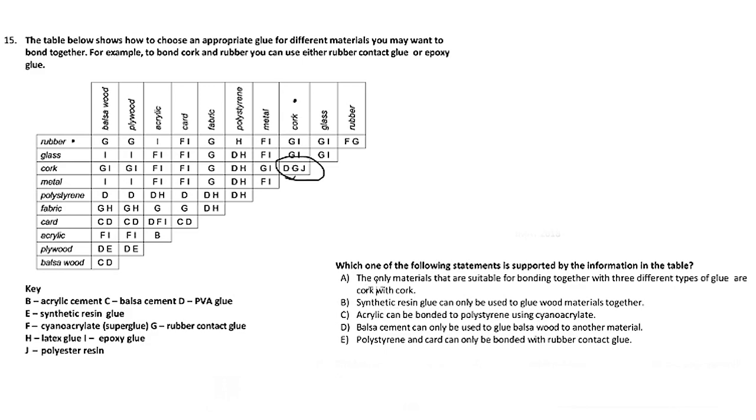But the statement says it is the only material. This is the only materials that bond together this way. But I see that also card with acrylic are bonded together with three different possibilities. So the first statement is not true. Statement B. Synthetic resin glue can only be used to glue wood materials together.